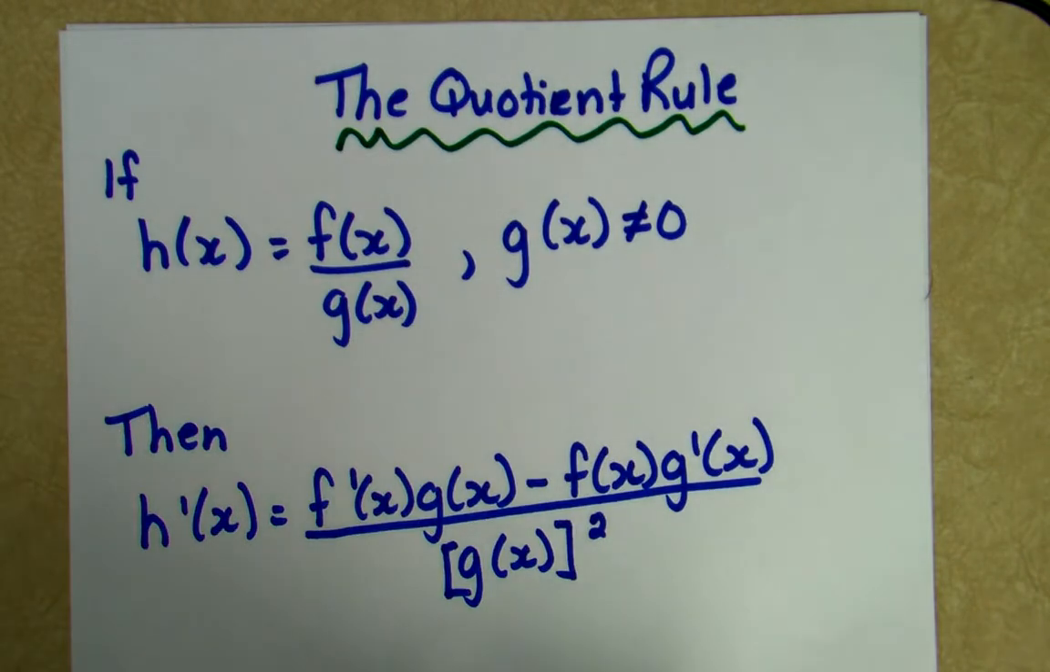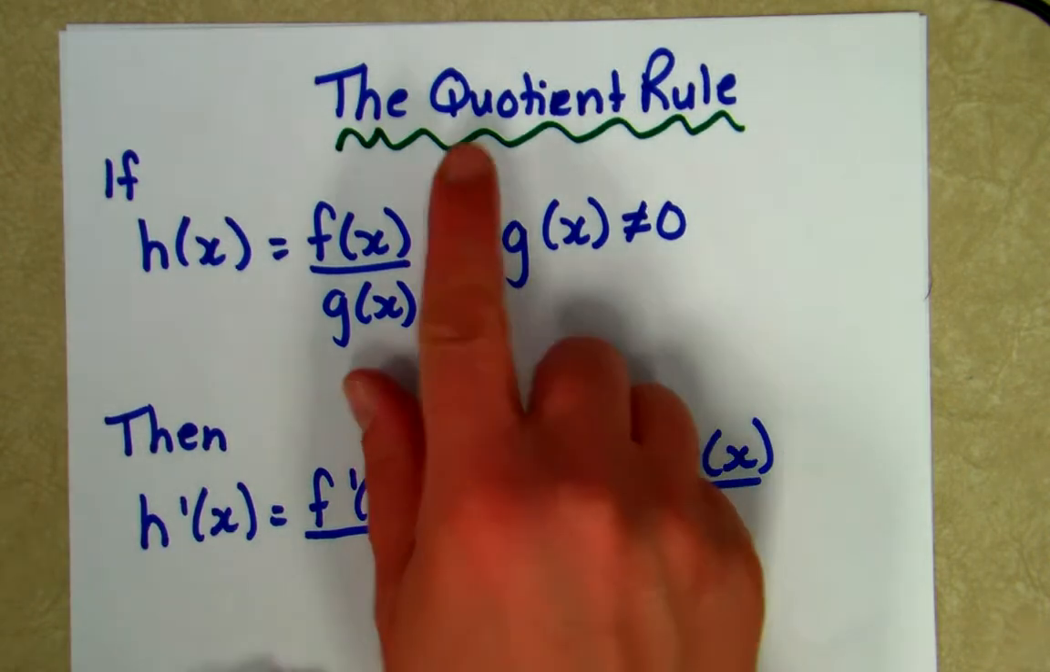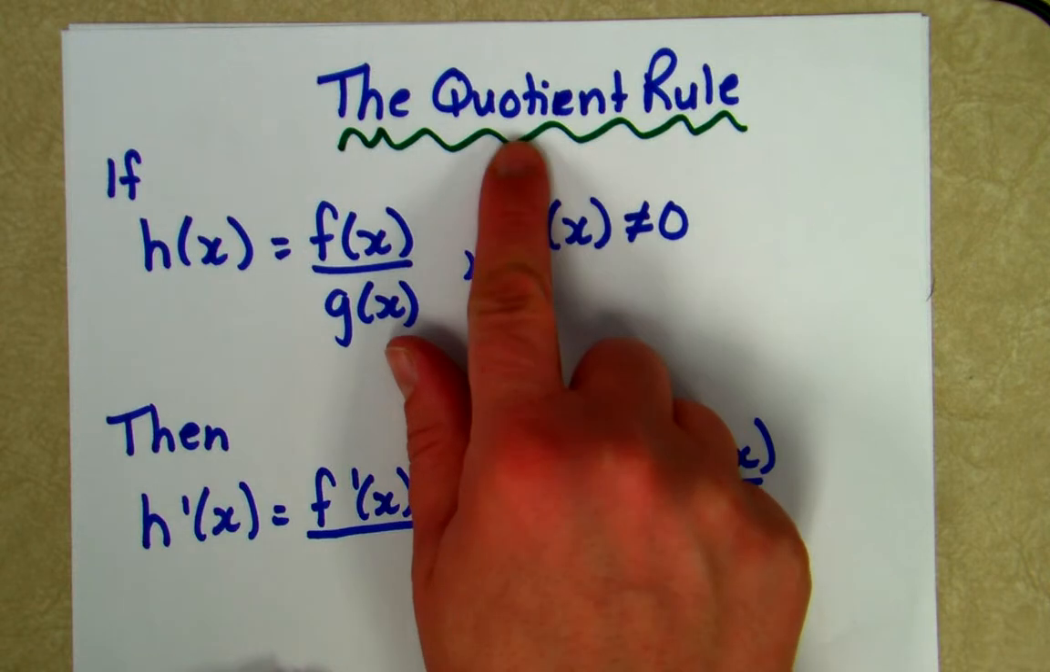So in the last video, we looked at the product rule. If you had a function that was a multiplication of two pieces, you could think of one as being the first and the second and find the derivative using the derivative of the first times the second plus the first times the derivative of the second. Now we're going to look at the quotient rule, and quotient means dividing.